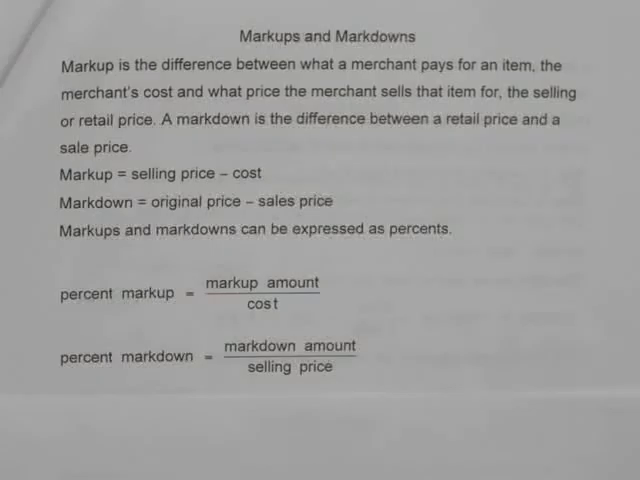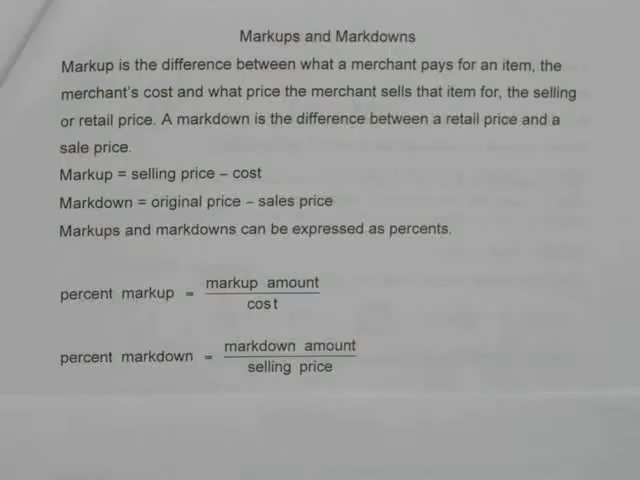This video deals with the ideas of markups and markdowns. Markup is the difference between what a merchant pays for an item. That word is known as the cost. What a merchant who is selling an item pays for it is the merchant's cost, whether it's coffee, chocolate chip cookies, clothing, anything. Whatever the merchant pays for the item is known as the merchant's cost.